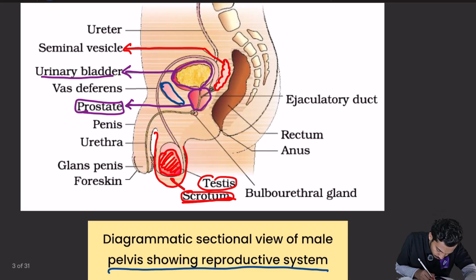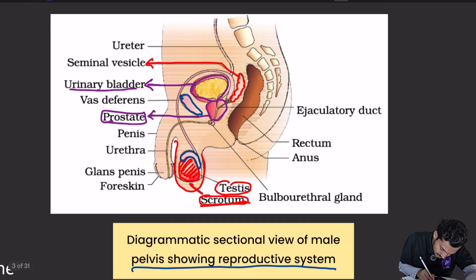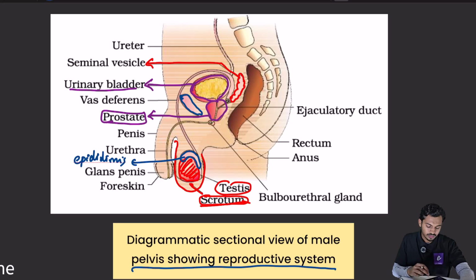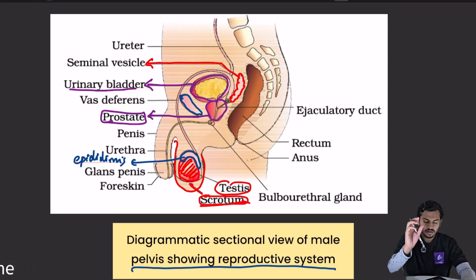Now the structure that you are seeing above the testis, let me do it with another color so that you can easily understand. This structure, the blue color structure that you are seeing, this is the epididymis. Let me draw on this side so that you can understand. So this is the epididymis. Understood? Now you can see, friends, the epididymis is continuing as a tube.